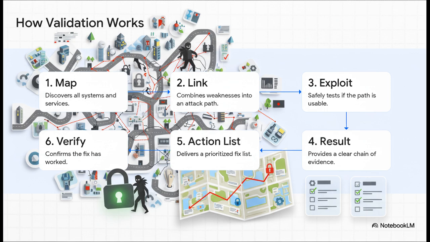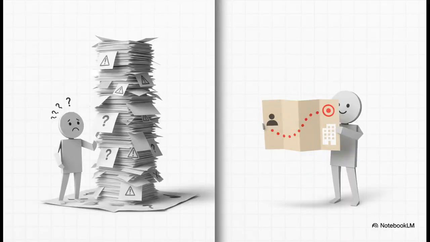So the result isn't some long list of maybes, it's a clear, simple map showing exactly how an attacker could get in, with a prioritized list of what to fix first. And then, once you've fixed it, you rerun the test to verify that the door is now locked for good. And that right there, that's the whole ballgame.